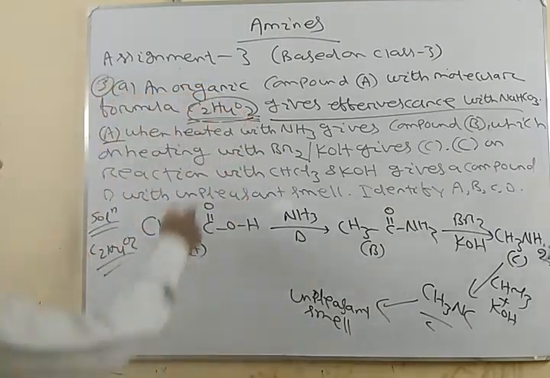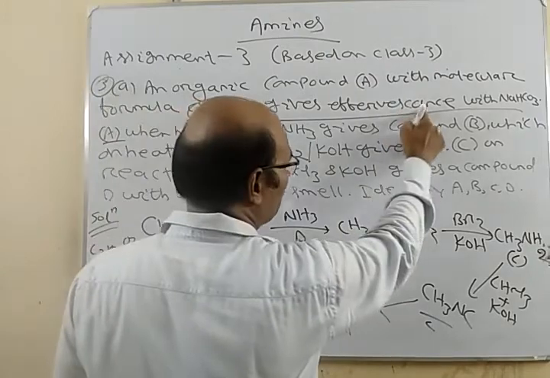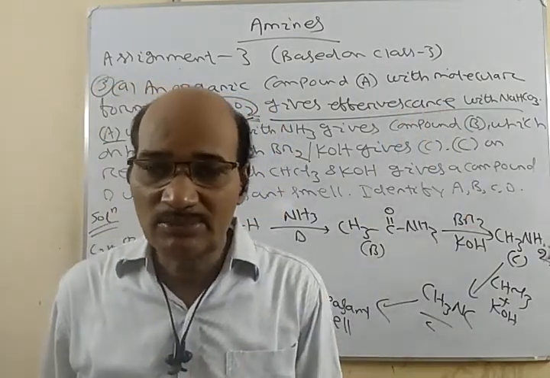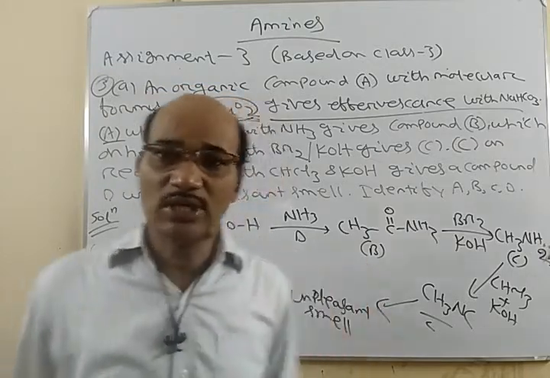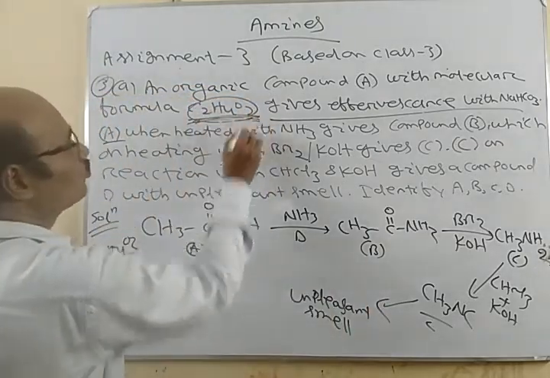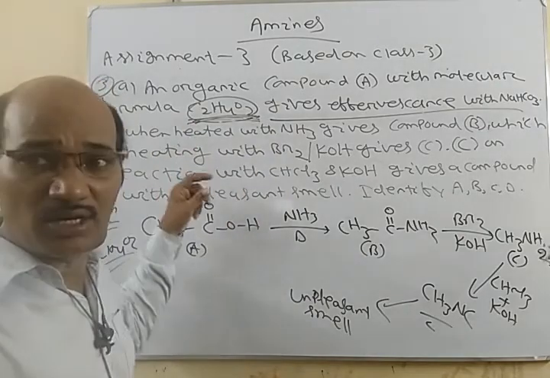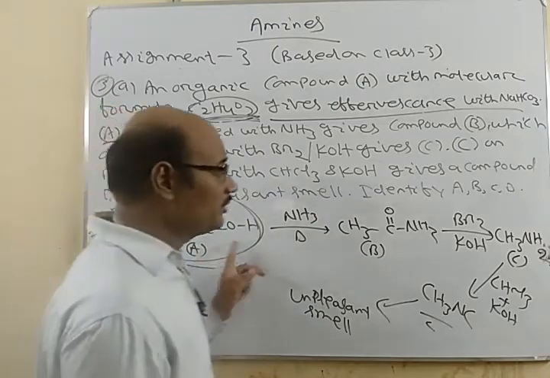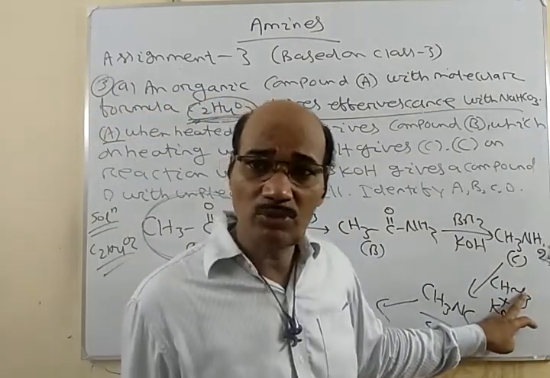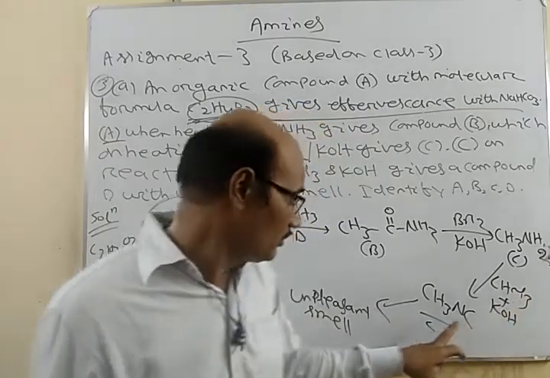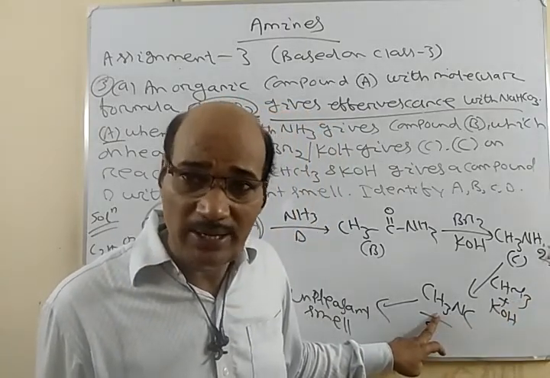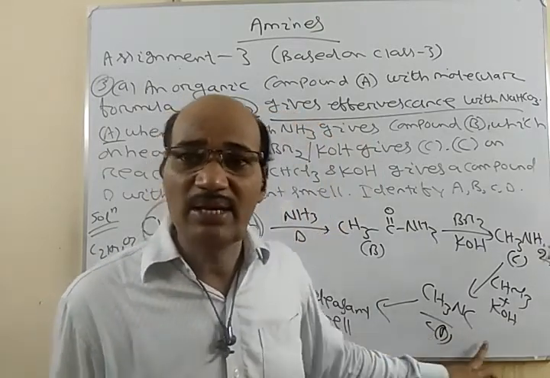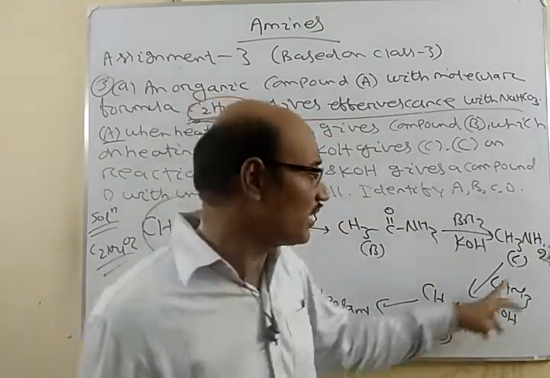Now the sodium bicarbonate test, where carbon dioxide gas evolves as effervescence, is given by carboxylic acid. That's why it is written that C2H4O2 gives effervescence. So from this I confirm that the compound is acetic acid. And the final compound C on heating with chloroform and KOH gives a compound having an unpleasant smell. This unpleasant smell compound is a carbylamine, and the carbylamine reaction is given by a primary amine. So this is the amine.